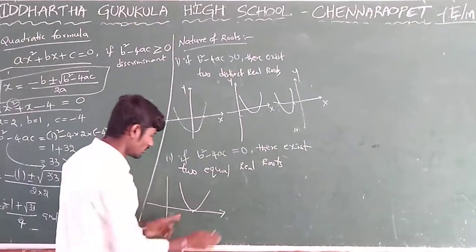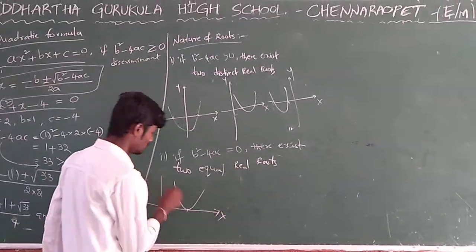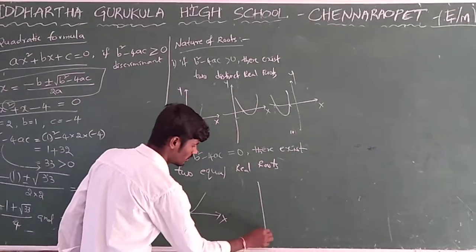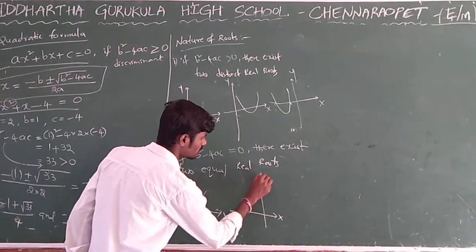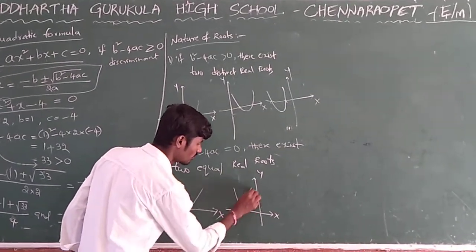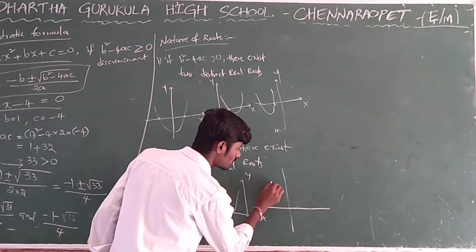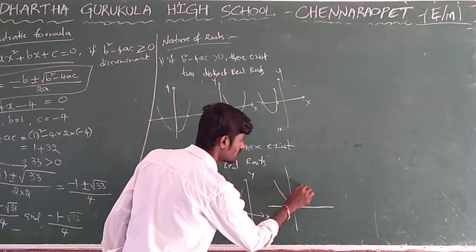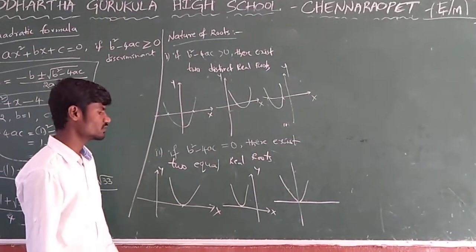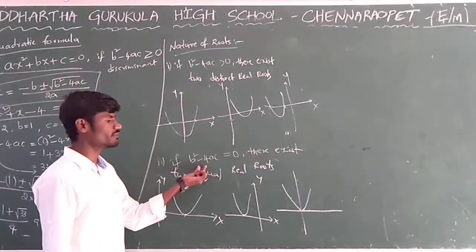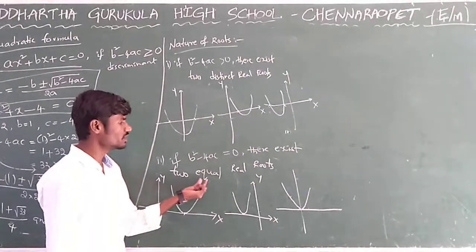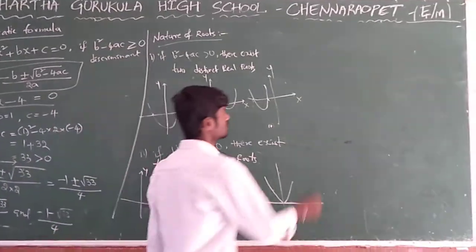It may be completely on the positive x-axis side or completely on the negative x-axis side, touching at one point, or it may be exactly at 0. You may get it like this. So this is the nature of the roots if b square minus 4ac equals 0: two equal real roots. Next, the third condition.